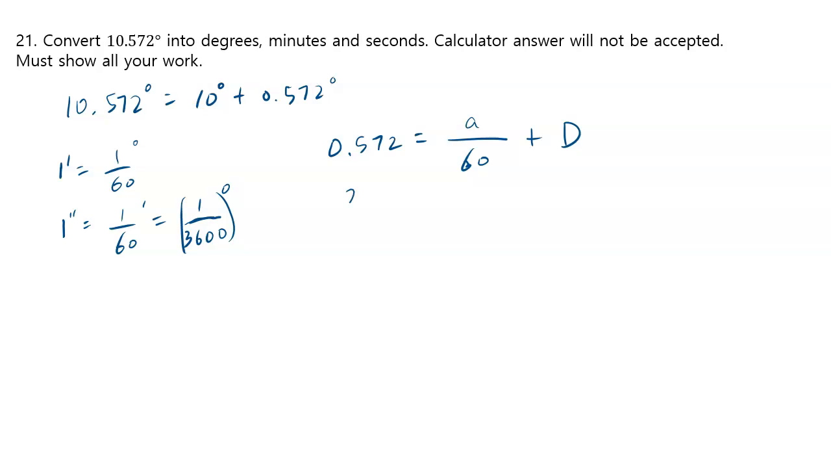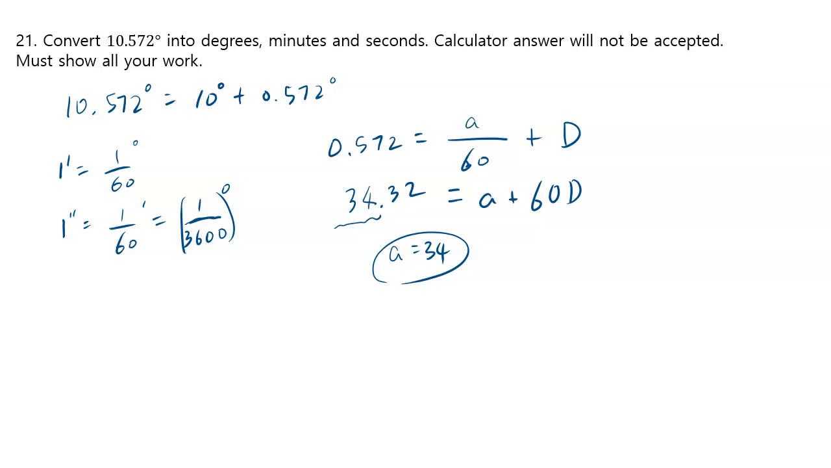6 times 5 is 30. 6 times 7 is 42. And actually, if you calculate this, it will be 34.32. Okay, so you can use a calculator, or you can actually just do the multiplications. This is what you're going to get, is equal to a plus 60d. So what you get is a should be 34, because that's just the integer part of what you have.